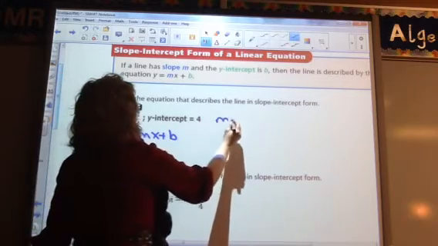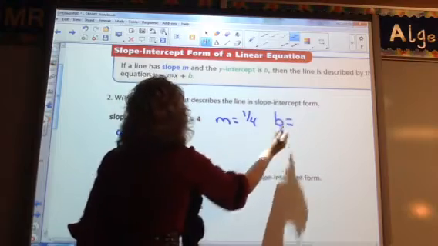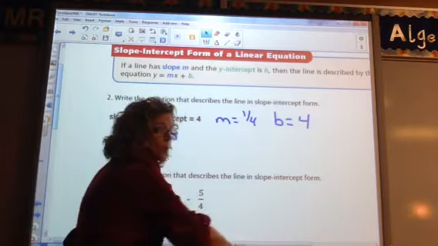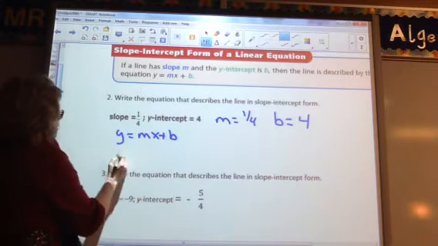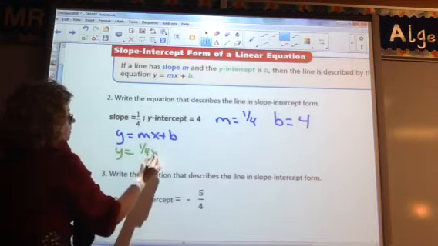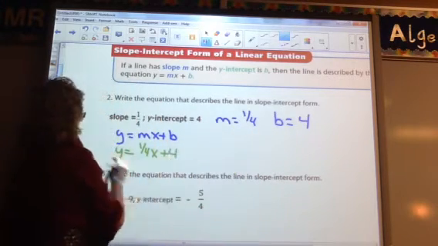Okay, let's identify. Our slope is 1/4, and B is our y-intercept. Our y-intercept is 4. So class, all we need to do is substitute in. Y equals M, which is 1/4, and B, which is positive 4. There's my answer.